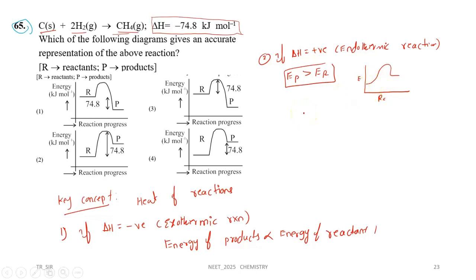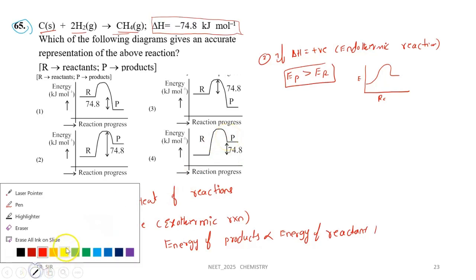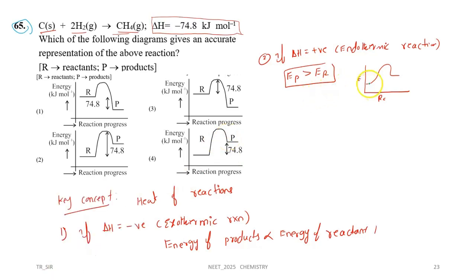Let me see how we can represent the energies of reactant as well as product. This value represents the energy of reactant, whereas this value represents the energy of product. This gap represents the del H value. Now, when you see the case of exothermic, what happened in this case?